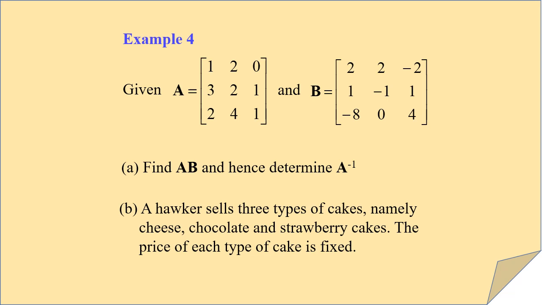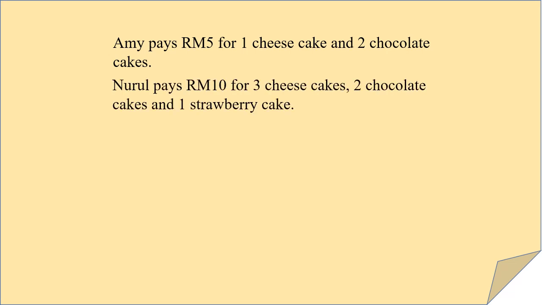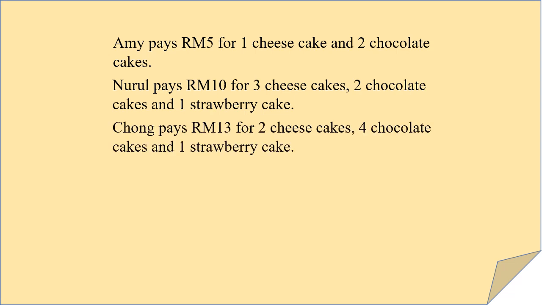And for question B, this is a situation question. So let's read together. A hawker sells 3 types of cakes, namely cheese, chocolate, and strawberry cakes. The price of each type of cake is fixed. Amy pays 5 ringgit for 1 cheesecake and 2 chocolate cakes. Nurul pays 10 ringgit for 3 cheesecakes, 2 chocolate cakes and 1 strawberry cake. And Chong pays 13 ringgit for 2 cheesecakes, 4 chocolate cakes and 1 strawberry cake.